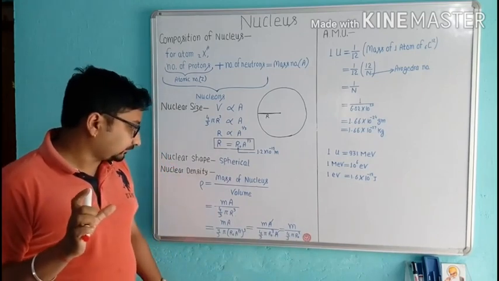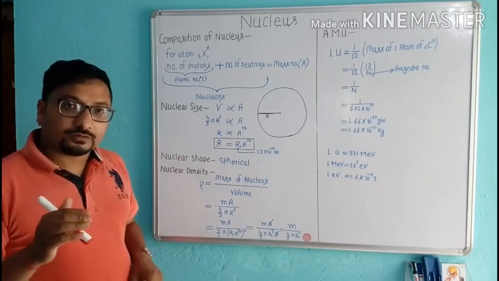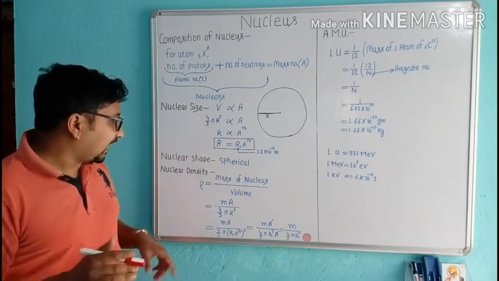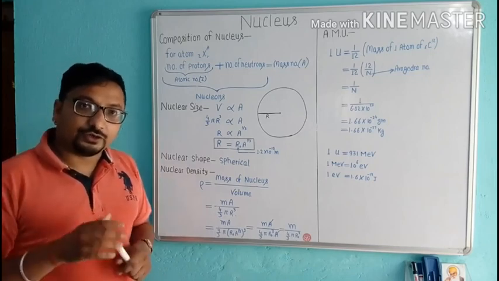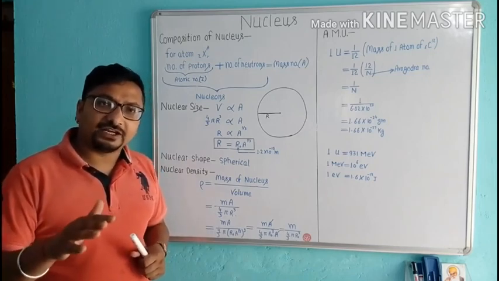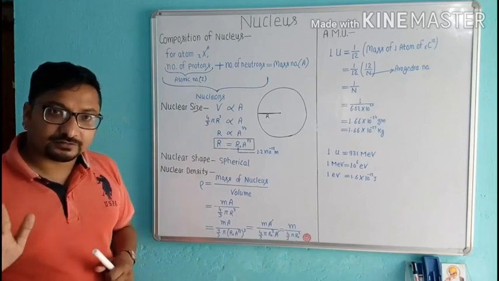That means there is no mass number dependence, so nuclear density is constant. Nuclear density is constant for every nucleus.